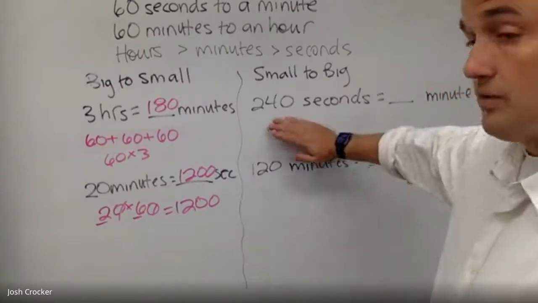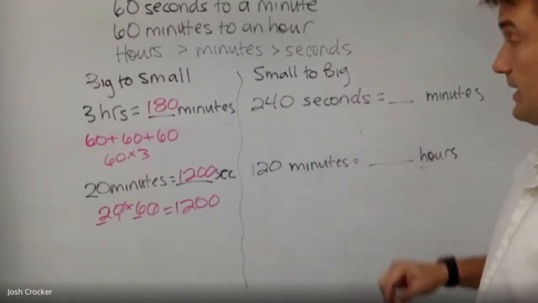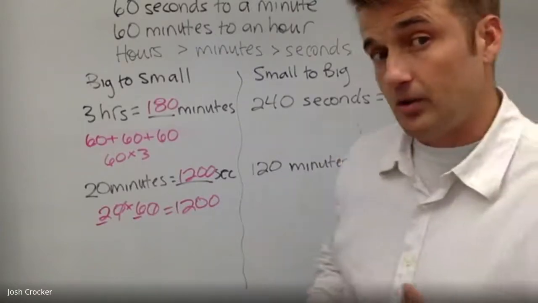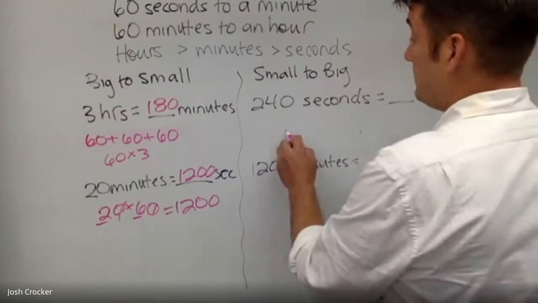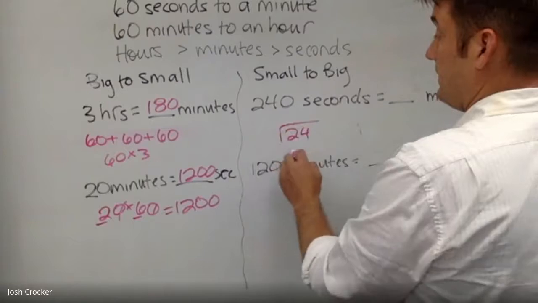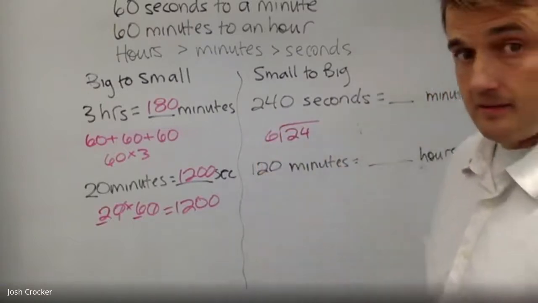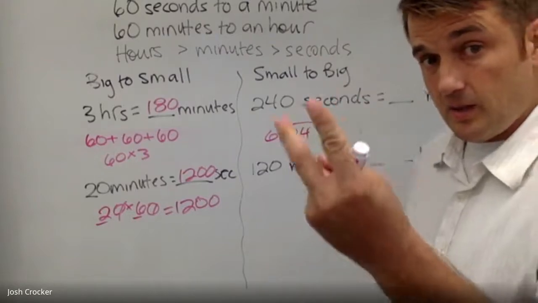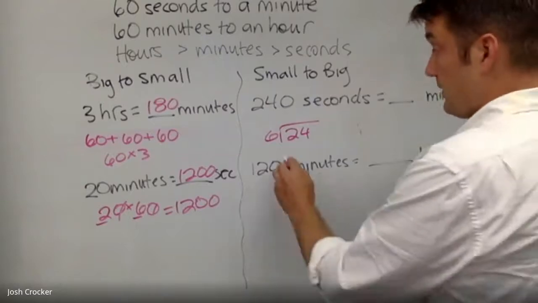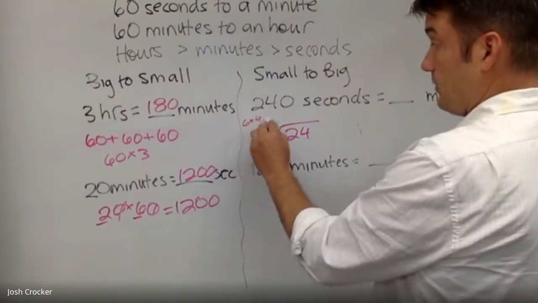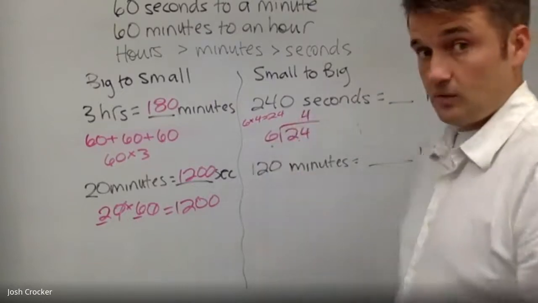Okay, so if I have 240 seconds, how many minutes can I make? It's kind of like saying how many groups of 60 can I make? Well, if I had 24, all right, we've been dividing. How many groups of 6 can I make? Just 4: 6, 12, 18, 24. It takes 4 sixes to make 24. 6 times 4 is 24. So 24 divided by 6 is 4.